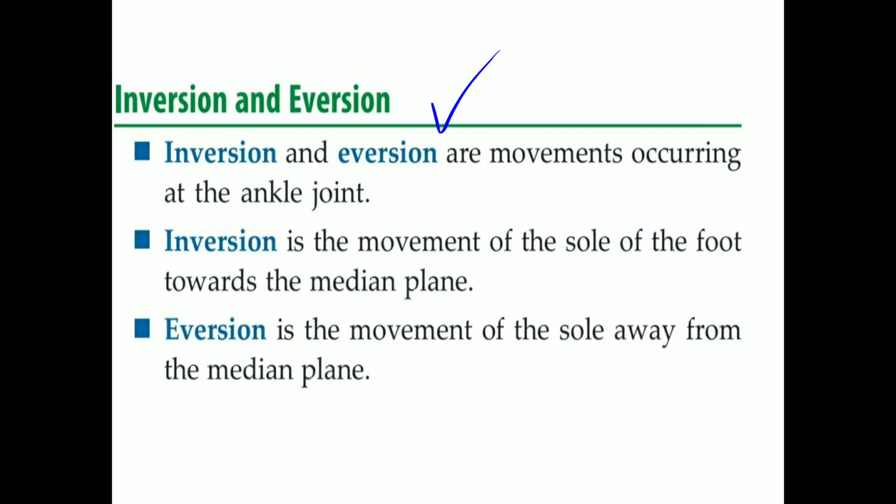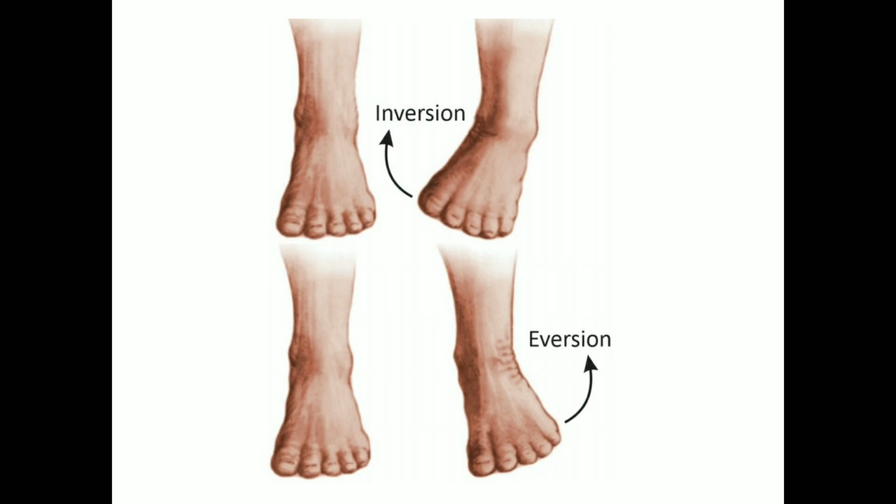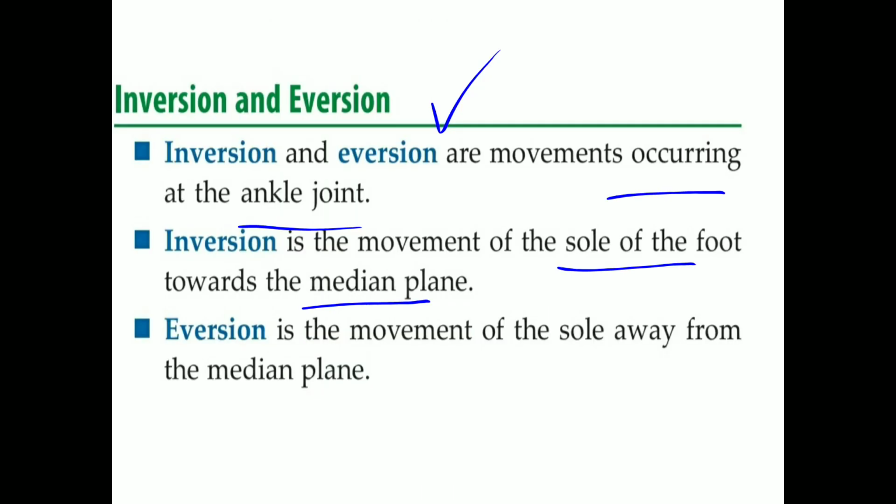Next is inversion and eversion. These are the movements occurring at the ankle joint. Again, they are occurring at the ankle joint. Inversion is the movement of the sole of the foot towards the median plane, towards the inner aspect of the body. Turning the sole of the foot in is inversion, and turning the sole of the foot out is eversion. Eversion is the movement of the sole away from the median plane.